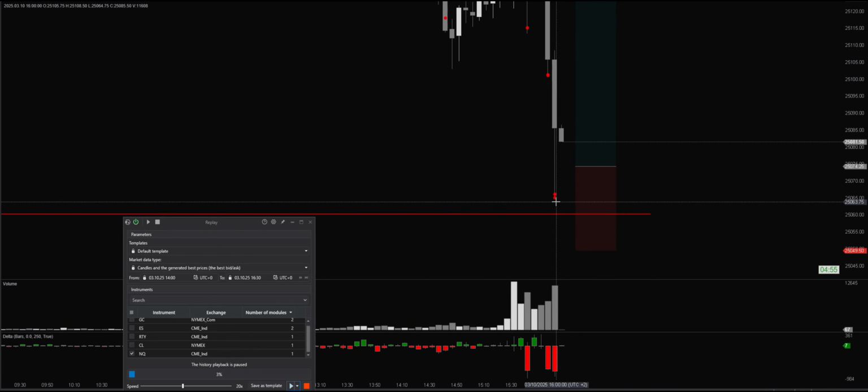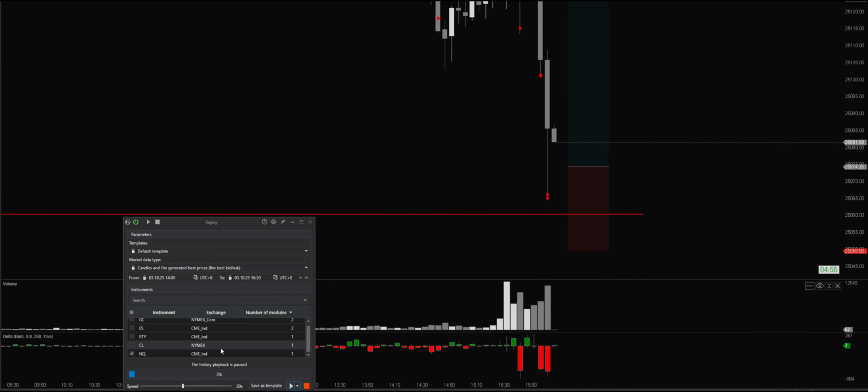Because stacked imbalances are really part of the confirmation list that I have to enter a trade. Besides having the stacked imbalances, I'm looking for a volume increase and also for a delta shift. You can see already that volume is definitely increasing towards this level. So let's play it forward, see what else is happening.